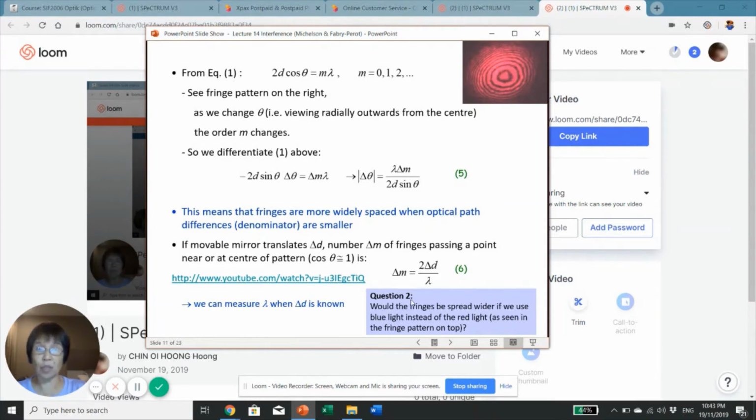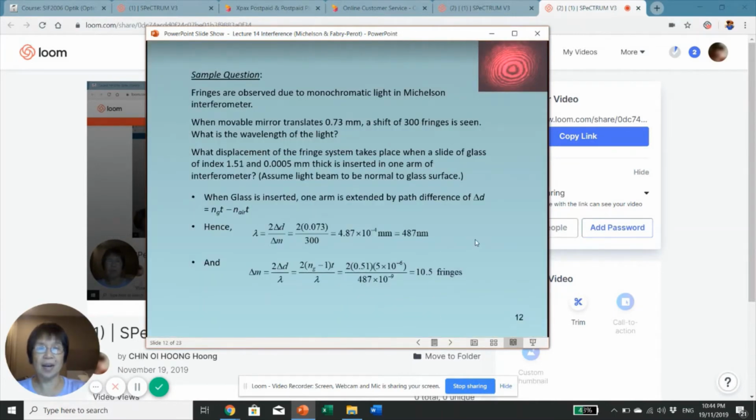Here is question 2 that you have to answer in spectrum. Will the fringes be spread wider if we use blue light instead of the red light? Well, the red light we mean is this one that we see here. This is an example of a question which I think you can read on your own.